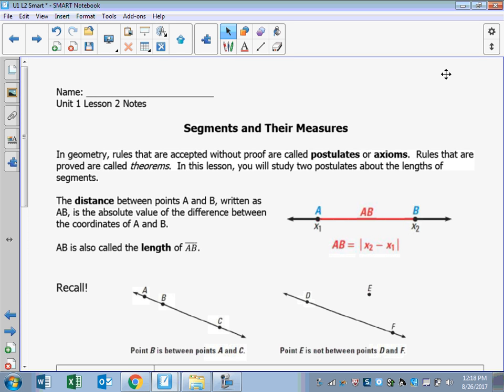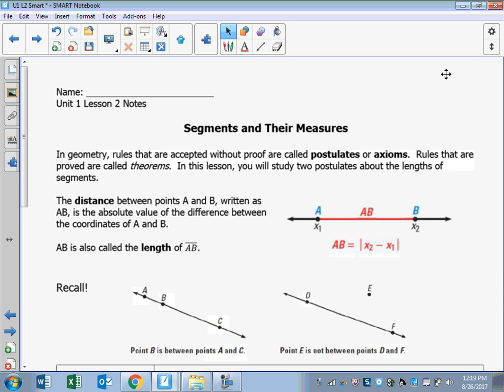Today it's Unit 1, Lesson 2. We're going to be talking about segments, and we're also going to be talking a little bit about angles. Now, my structure for the video, I'm not going to read every single thing on the notes. I think you guys are old enough and responsible enough that you can do that on your own. So anything I skip over, make sure you read it carefully and pull out any information that you think you might need.